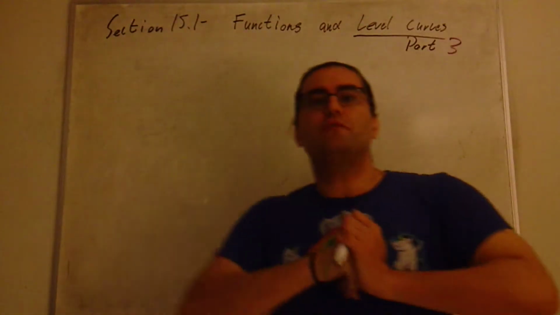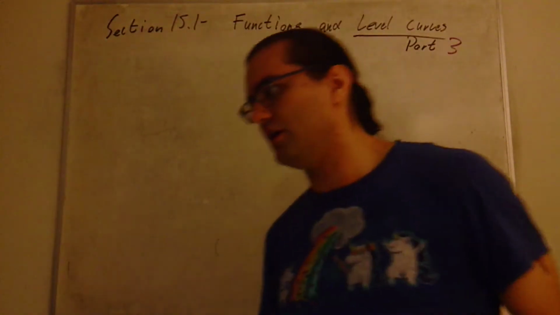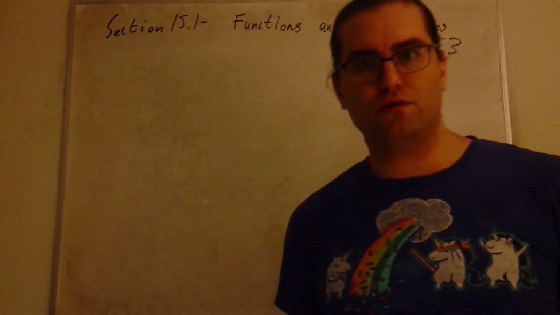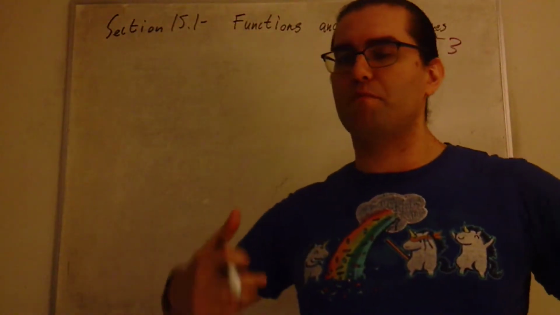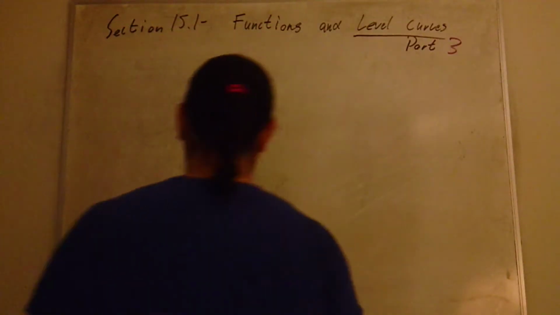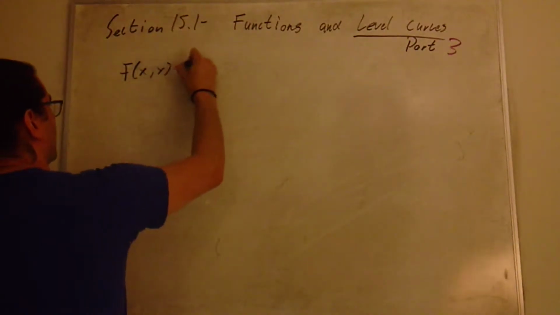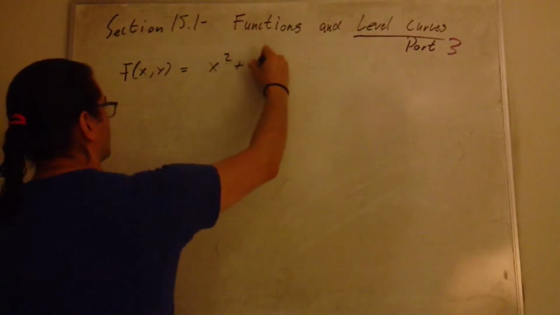We still have a couple functions that we need to talk about and look at level curves for. So I promised you paraboloids, and I am prepared to deliver paraboloids. So let's talk about a paraboloid. A paraboloid is what happens when you get something like f of x, y equals x squared plus y squared.